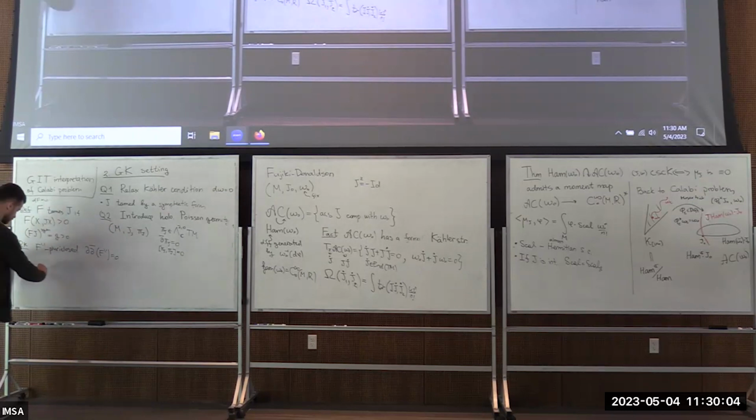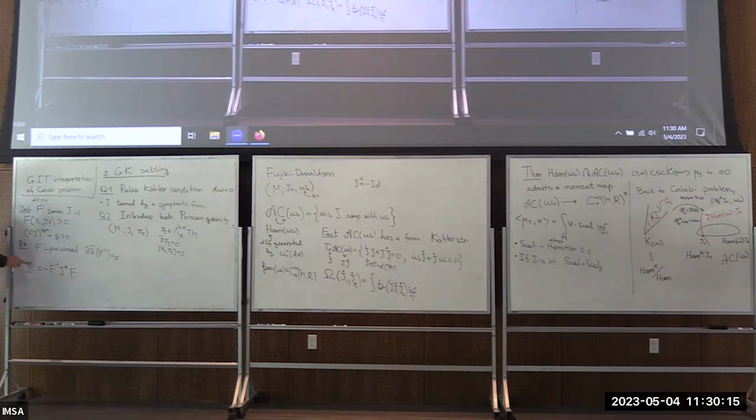More formally, it will be, to match some sign conventions, F inverse J star F. So if you want to act on a vector, you first act by F, you get a 1-form, then you act by J on this 1-form, and then you turn this 1-form back into a vector. This will be an almost complex structure, so that I squared is minus 1.